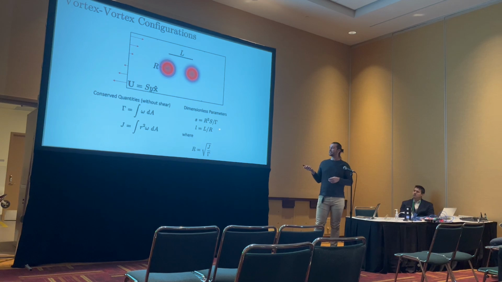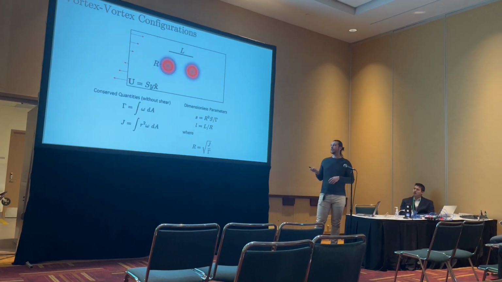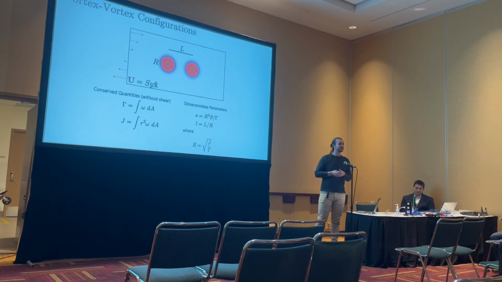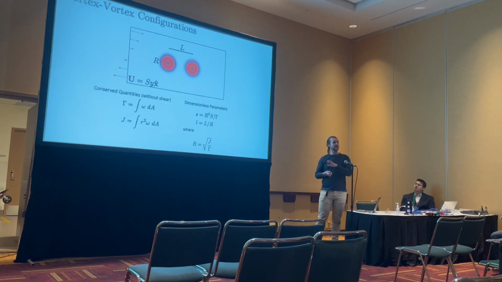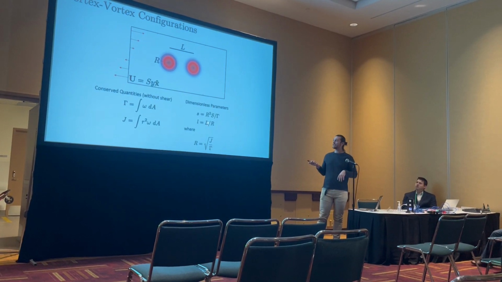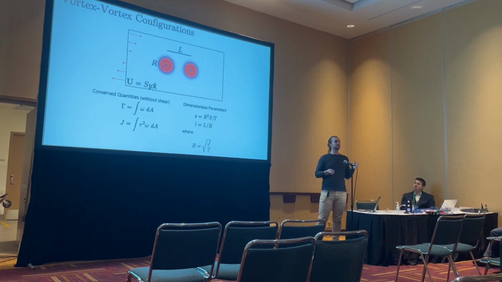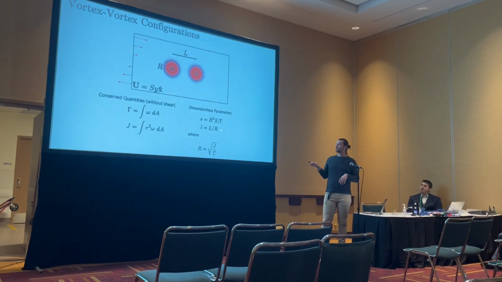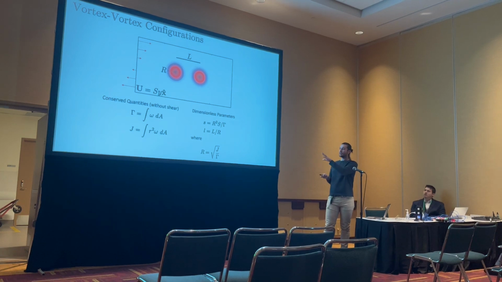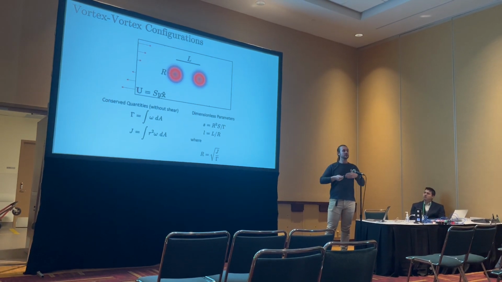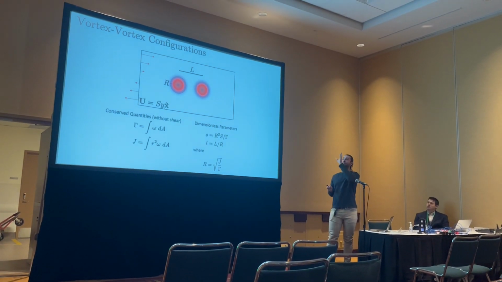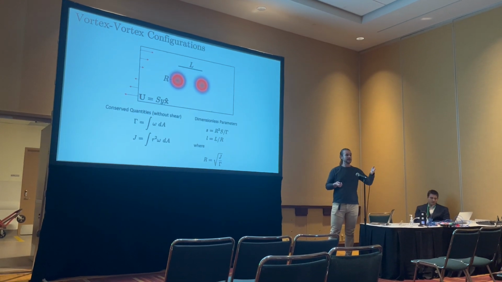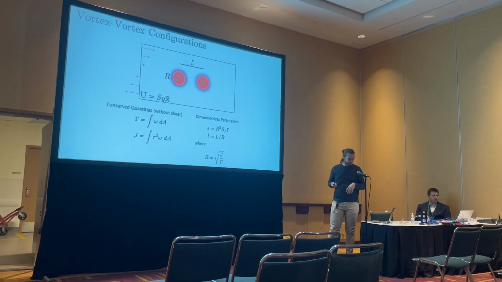So these properties allow us to define two non-dimensional parameters. There's lowercase s, which is the ratio of the shear strength to the vortex amplitude. And then there's lowercase l, which is separation distance relative to the vortex core size. The purpose of this talk is really to investigate the parameter space here of s and l and figure out where these boundaries between bound, unbound, and merging pairs exist.